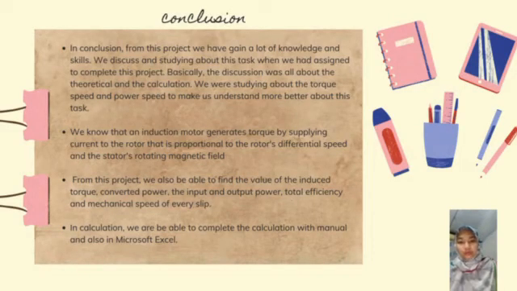So now I'm going to make a little summary of our project assignment. We worked as a team of 4 members in one team, and we have gained a lot of knowledge and skills from what we have learned in the lecture sessions. We discussed and studied this task when we were assigned to complete this project. Basically, the discussion was all about the theory.